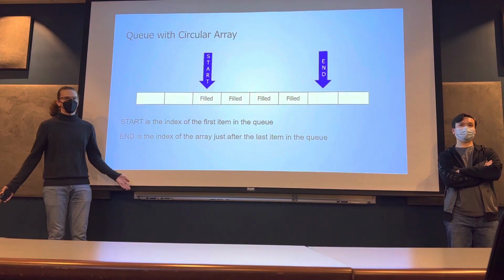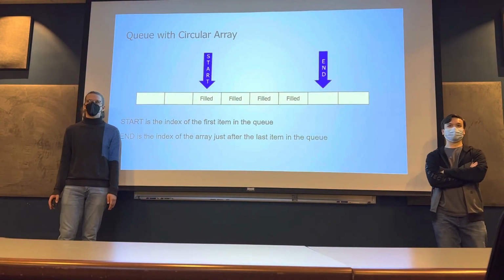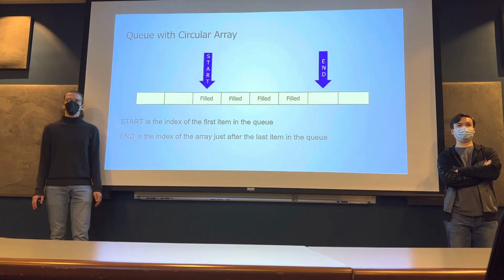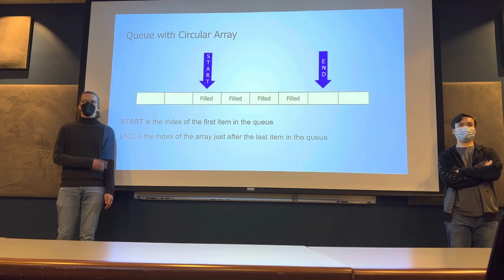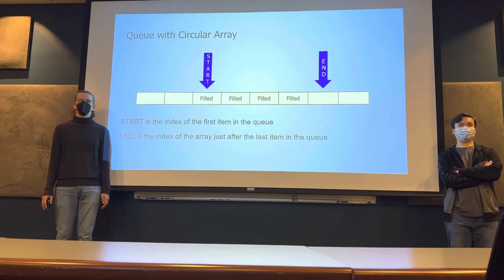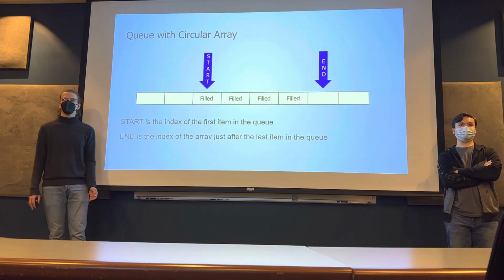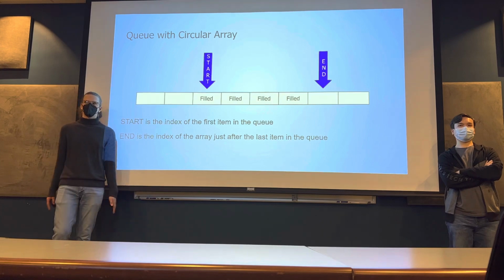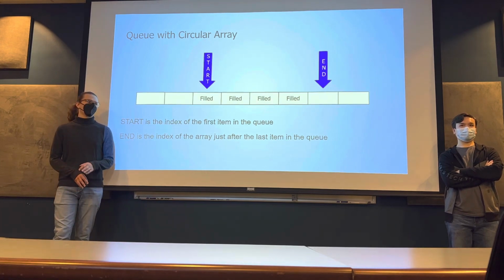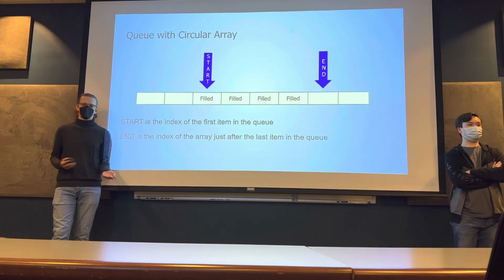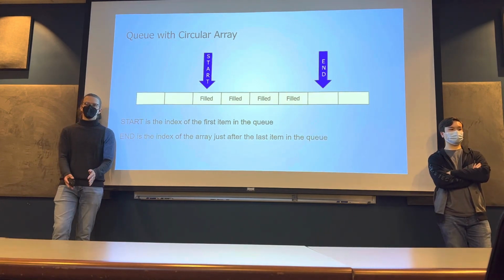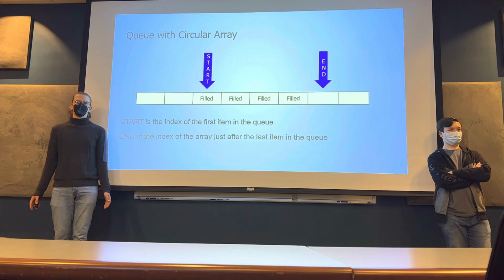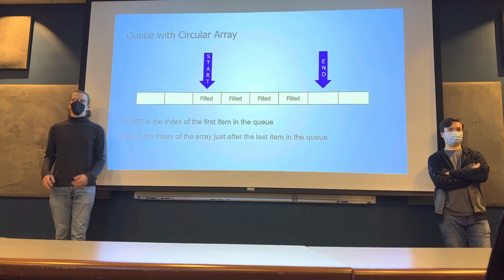So let's talk a little bit about what a circular array is and how it works. Start is going to be the index of the first item in the queue, and then end is the last item in the queue. So remember, a queue only really has two things that we can do to it: adding an item to the back and taking an item from the front.